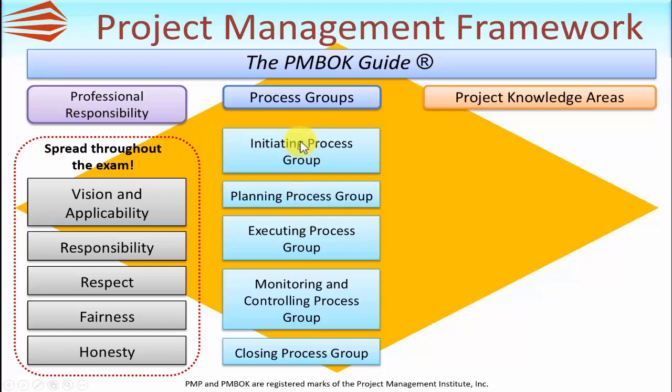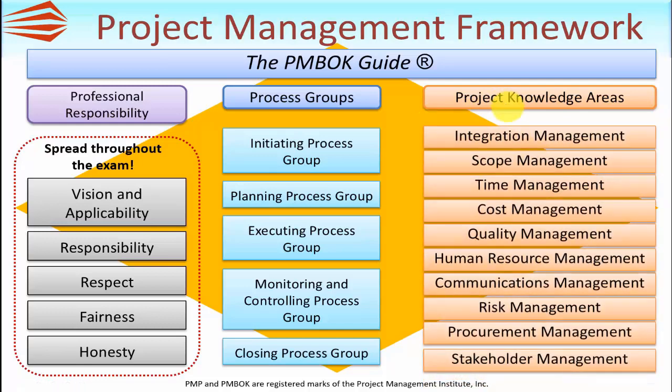And the other part of the matrix of knowledge is the project knowledge areas themselves. There are 10 of these: integration management, scope, time, cost and quality management, human resource management, communications management, risk management, procurement management and stakeholder management. For each of these knowledge areas, I will show you the application for each of these process groups.